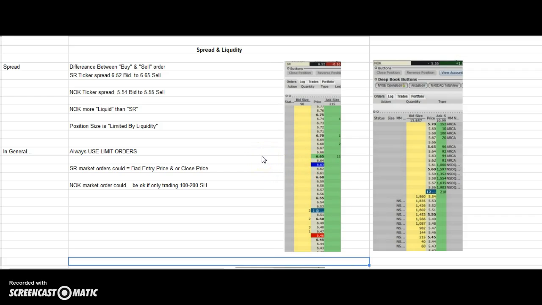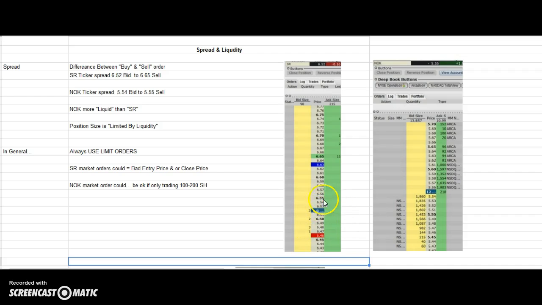Now what you can take away from this is, in general, always use limit orders. Standard Registry, SR: a market order could mean a very bad entry price or a very bad closing price. The spread is so far apart. If you're entering a market order with 1,000 shares, you could fill all the way down past 651 through 647 and lower yet. There's not even enough orders in what's pictured here.